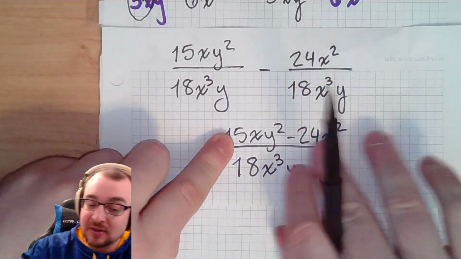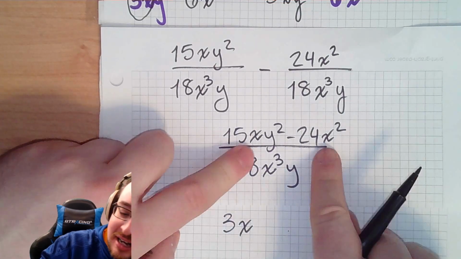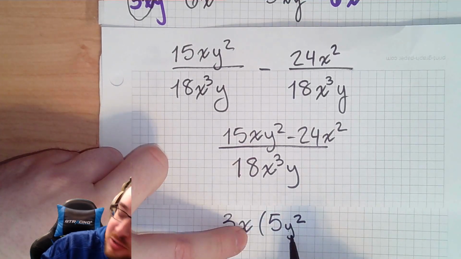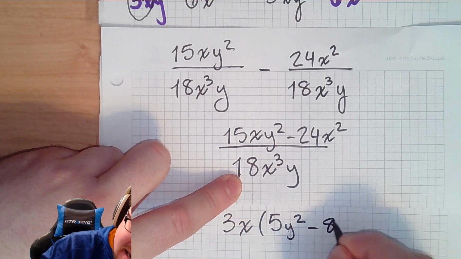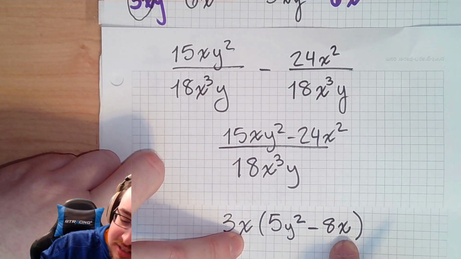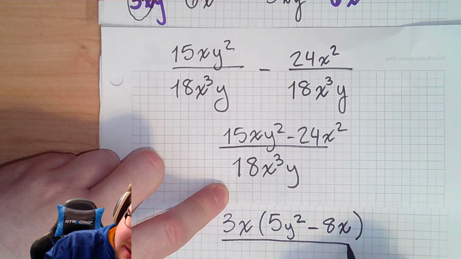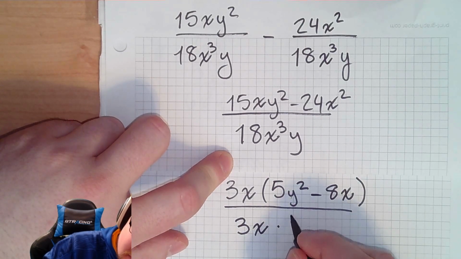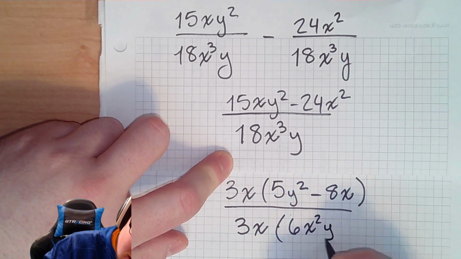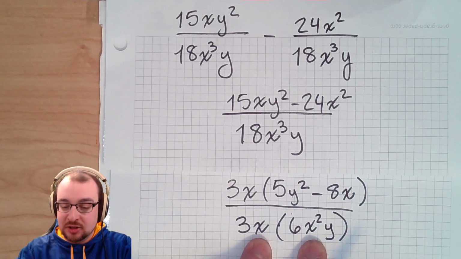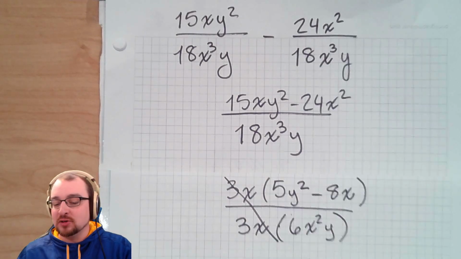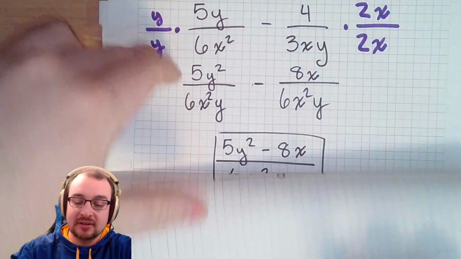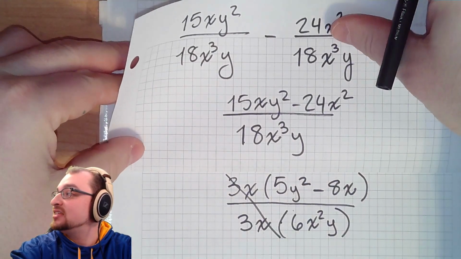I can factor a 3 out of the 15 and the 24. And an x out of this, right? So what I'm left with is 5y squared, because that's 15xy squared, minus 8x, because that would be 24x squared and negative, right? In the bottom, I can also factor out a 3 and an x, and then left over with 6x squared y, right? Because that's still 18x cubed y, right? And look, the extra stuff goes away. You'll notice that answer right there is the exact same answer we got here, right? We just had to do more work to get to it.